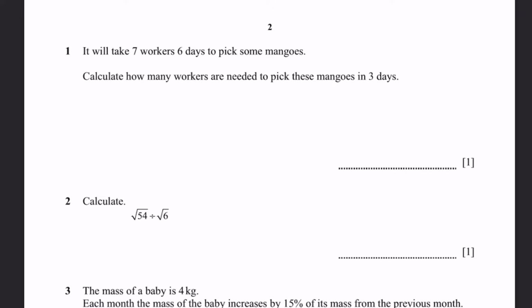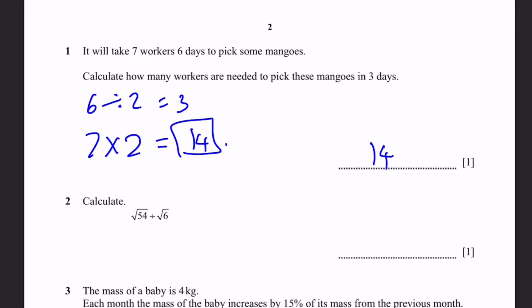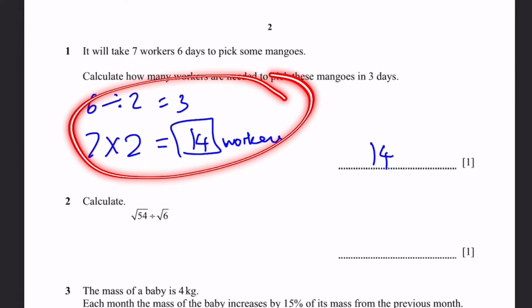So 6 days divided by 2 is equal to 3. And that is the number we need now. So the number of workers we need will just be the opposite. 7 times 2, which is 14 workers. Since this is a 1-mark question, 14 is enough for your answer, but I've just written this for understanding.